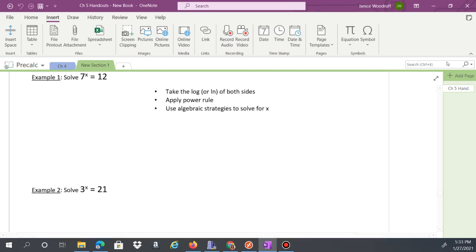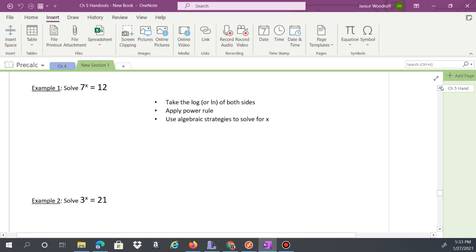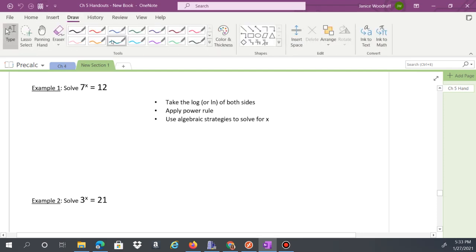So we'll start with 7 to the x equals 12. We cannot rewrite these as powers of the same base, so what we're going to do is take the logarithm of both sides. It's typically more common to take the natural log, so we'll do that. What I mean is you're just going to write an ln in front of both sides. Then you simplify and use the power rule. You take this x and move it to the front of your natural log, so it becomes x natural log 7 equals natural log 12.